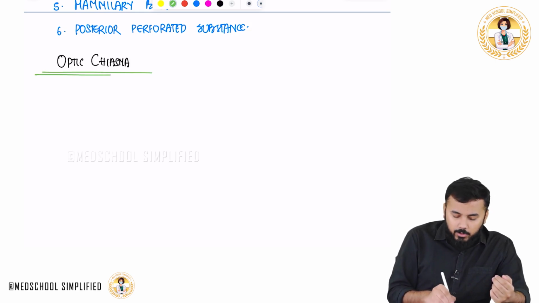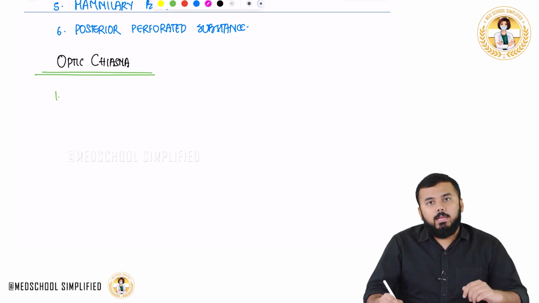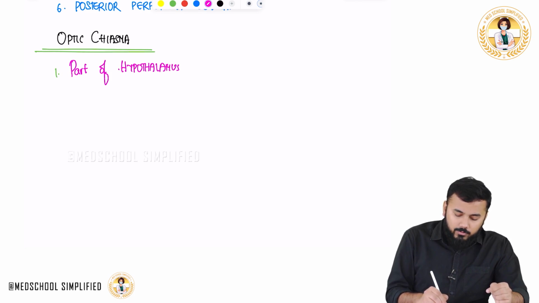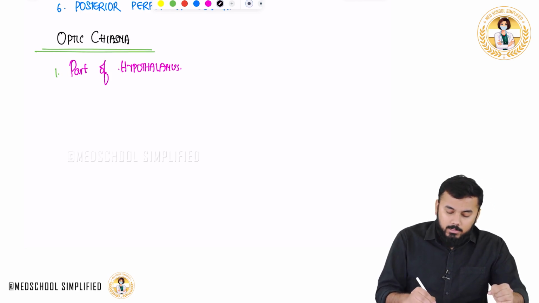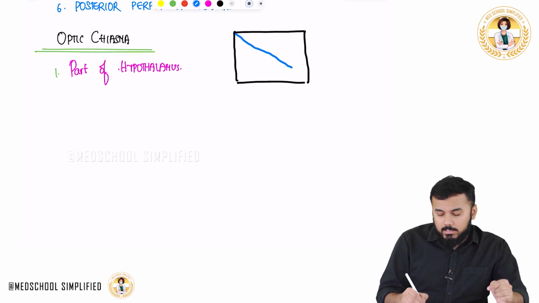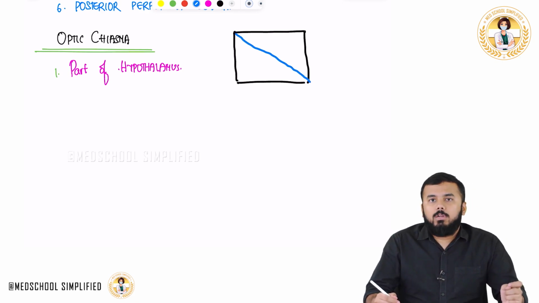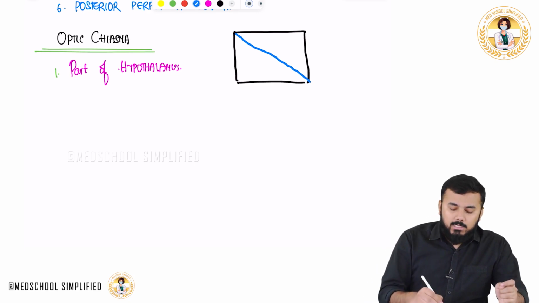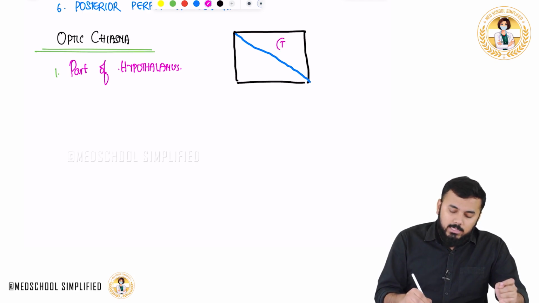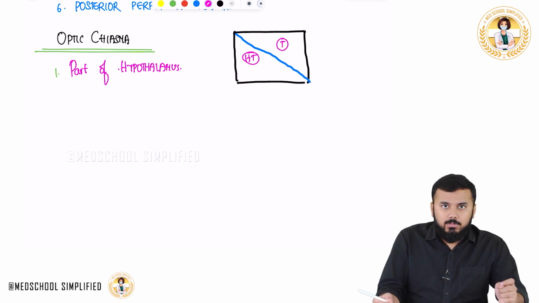So what are these few important points? The first important point is optic chiasma is a part of your hypothalamus, okay. For example, if you look at the picture over here, let us say this is the cavity of the third ventricle. In this cavity you have a sulcus that is dividing it. This sulcus is called the hypothalamic sulcus. It divides this entire third ventricle into two halves. One is called the thalamus, another one is called the hypothalamus, okay.